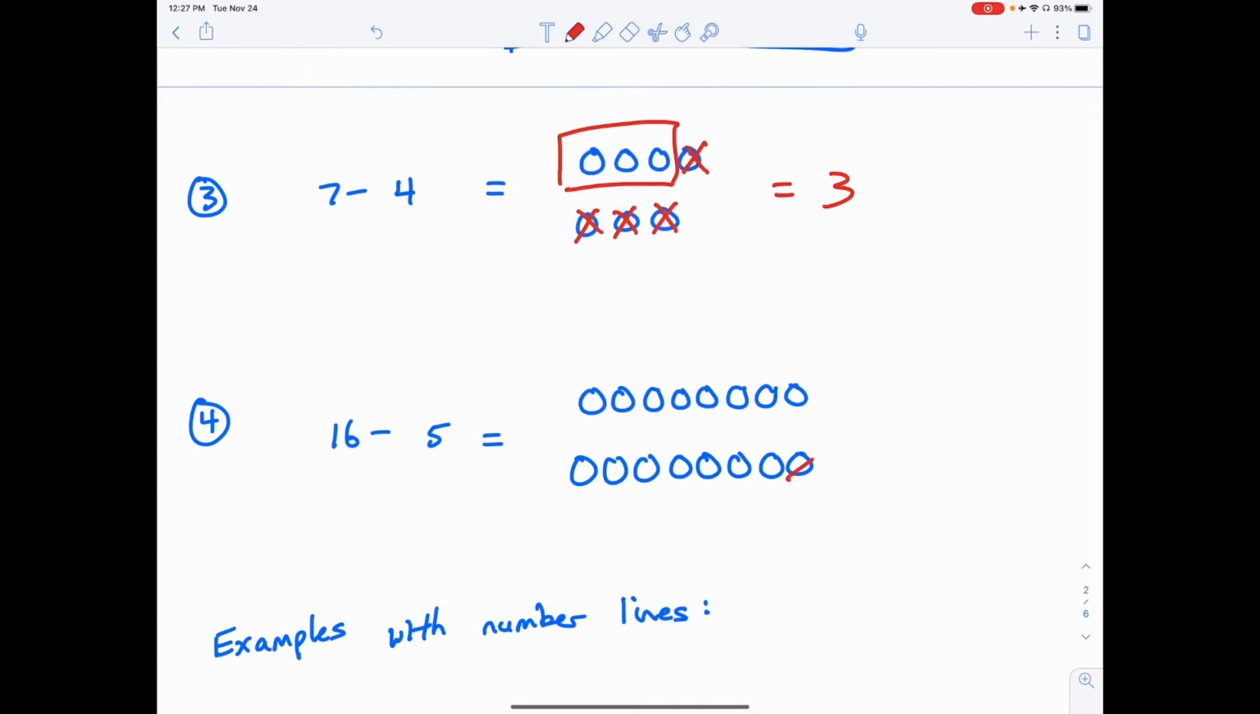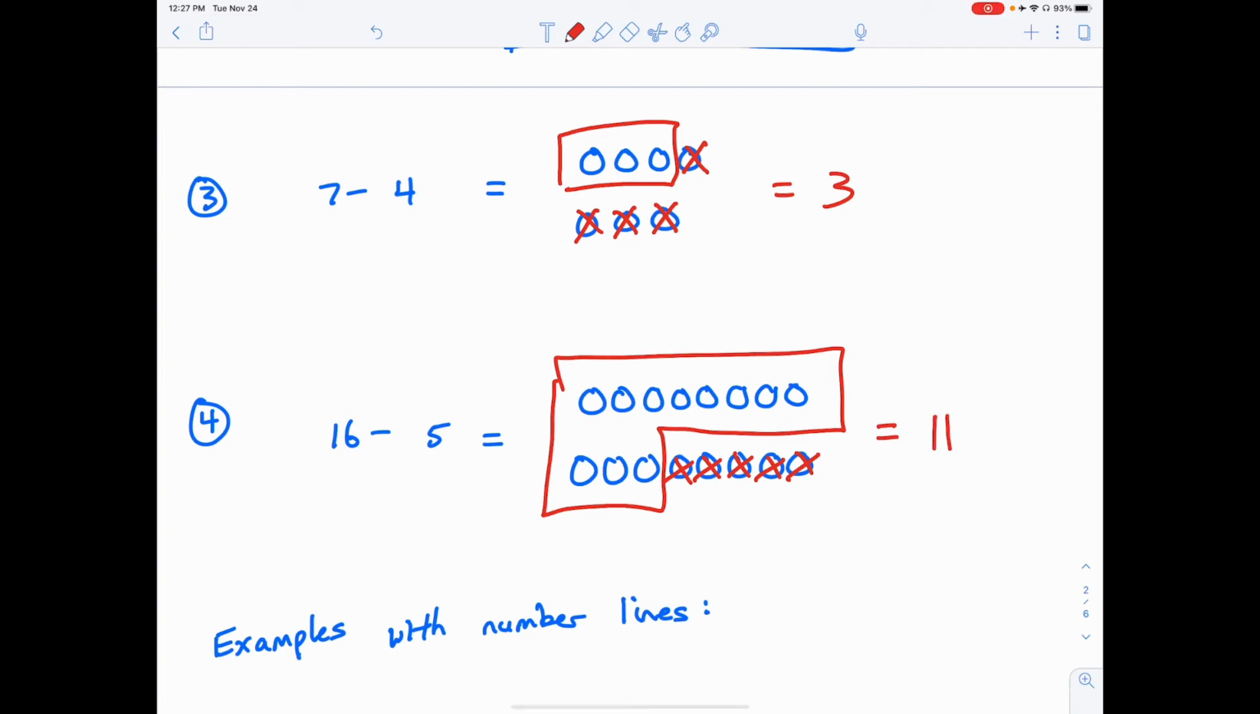So again, we can just cross them out or erase them. 3, 4, 5. So my final answer is going to be this amount, which would give us 11 if we counted those one by one.